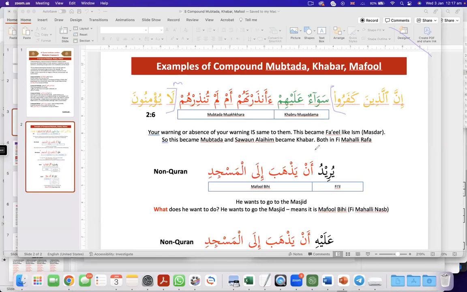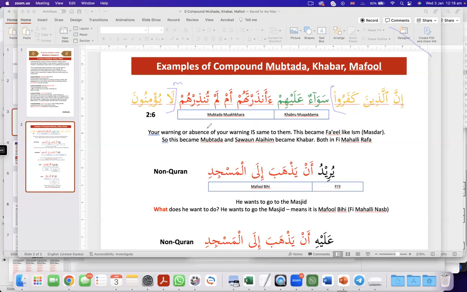Those who have been reading this for many, many years, inshallah, can somebody tell me the meaning of it? Don't hesitate. It is the same for them, whether you warn them or do not warn them. MashaAllah. So, look at the meaning. It is same for them, whether you warn them or not warn them.